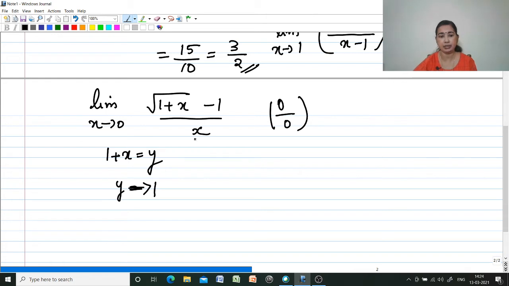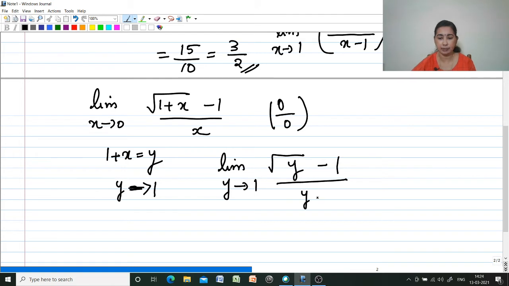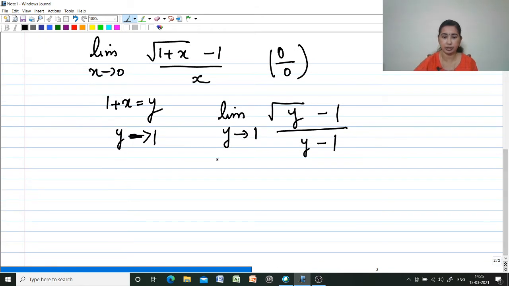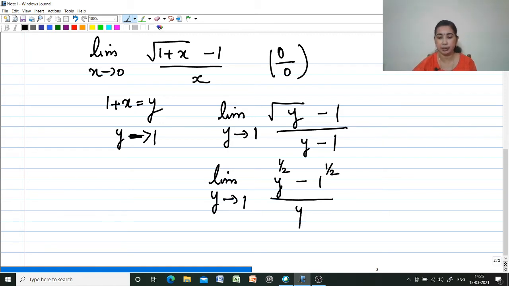So this can be written as limit y tends to 1, root of 1 plus x is y, minus 1, divided by, instead of x, we can take this 1 to the side, that is y minus 1. Now we can write this in the standard form. Limit y tends to 1, y raised to 1 by 2 minus 1 raised to 1 by 2 divided by y minus 1. Now it is in the standard form.